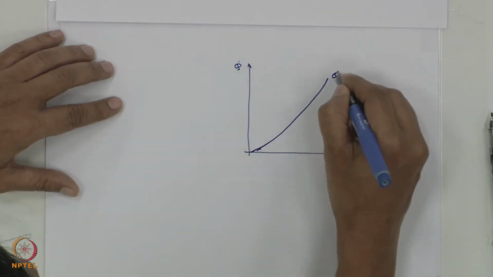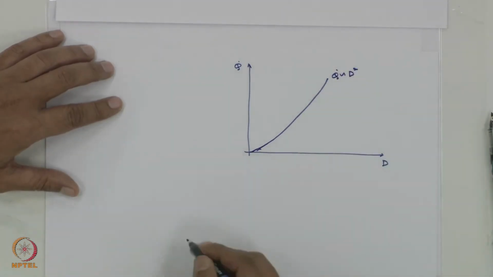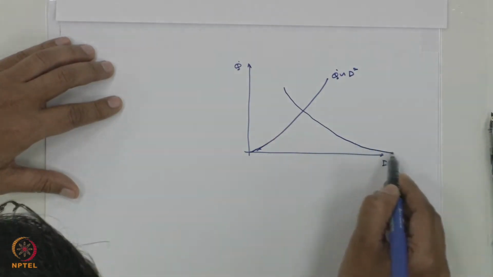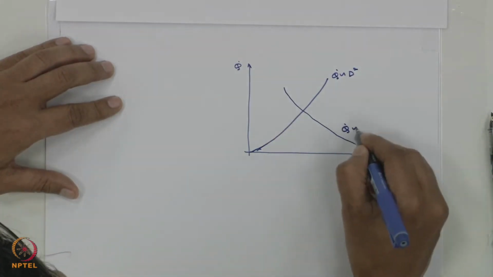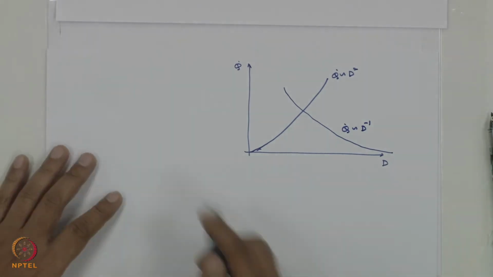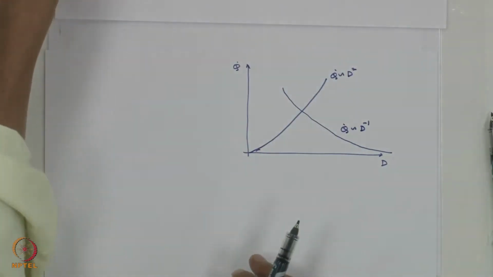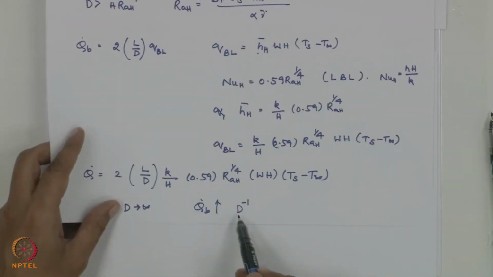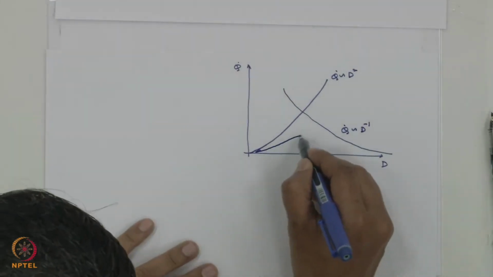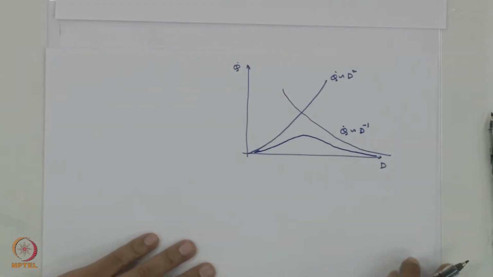this is Q dot proportional to D squared, that is one limit A. Another one is Q dot is of the order of D to the power of minus 1 for large spacing. This is what we got just now. Q dot is proportional to D to the power of minus 1. But actually if you really solve, you will get somewhere a solution like this.